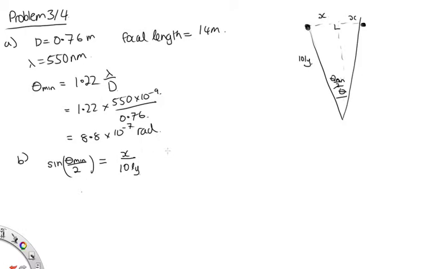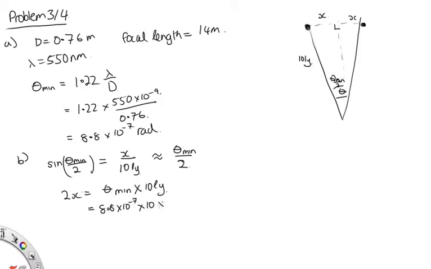Now to make it easier, let's use the normal approximation. Sine theta, because theta is small, is approximately theta, so sine theta min on 2 is approximately theta min on 2. So we have 2x is equal to theta min times the 10 light years. And now all we need to do is substitute in. So we've got 8.8 times 10 to the minus 7 times the 10 light years.